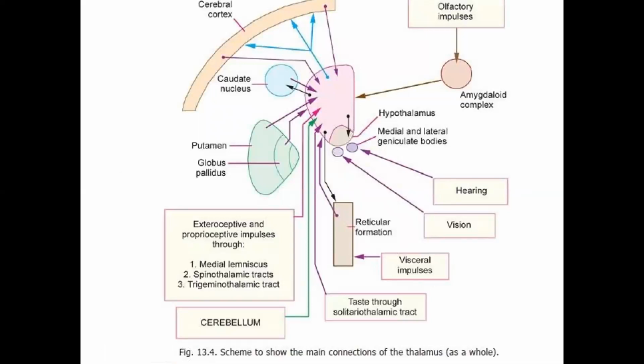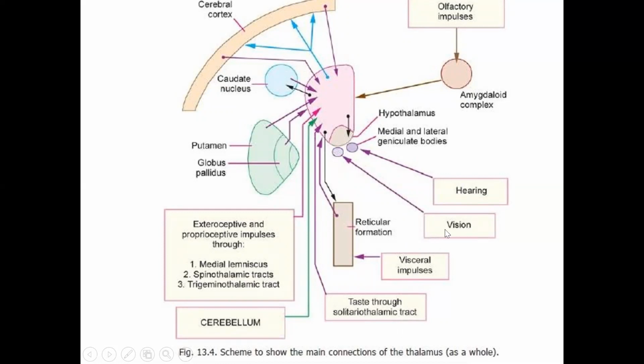So this is about all connections of the thalamus. In the one diagram, you can see all the connections. From the cerebellum, you can have connections with the thalamus. Then from the somatic sensation, mainly toward the ventroposteromedial and lateral group of nuclei. Then from putamen, that is part of the basal ganglia, you can also have connections.